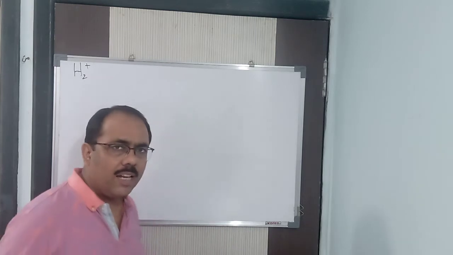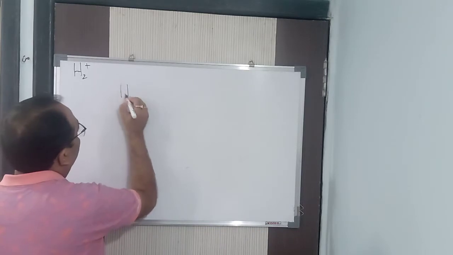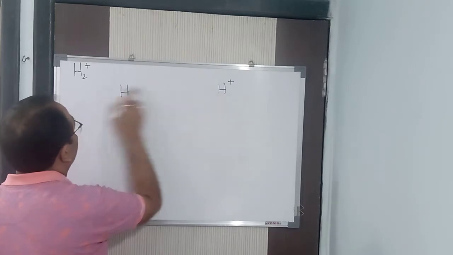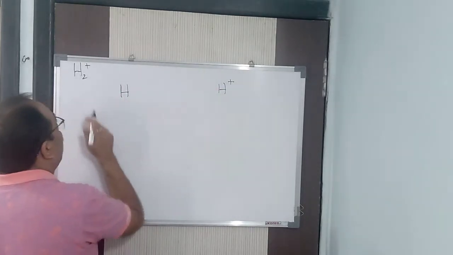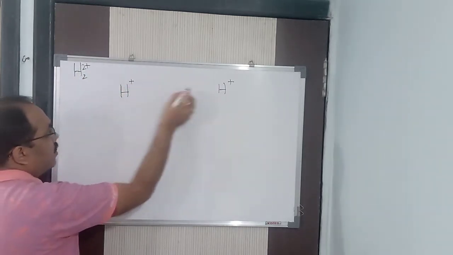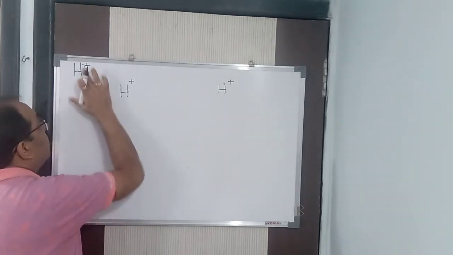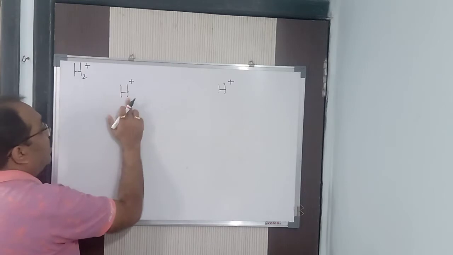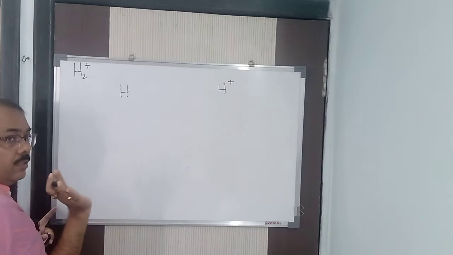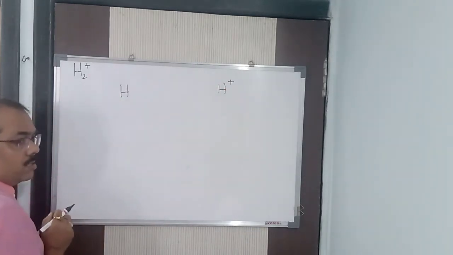Clear? Now the main thing is how to draw the molecular orbital diagram for it. One side it will be H and the other side will be H plus, because H and H plus together make H2 plus. Suppose I had asked you H2 2 plus, then I would have taken H plus on both sides. It is simple maths. Suppose I have asked H2 plus, so I take one side H, another side H plus. H and H is H2, and here one plus is there, so it is H2 plus.